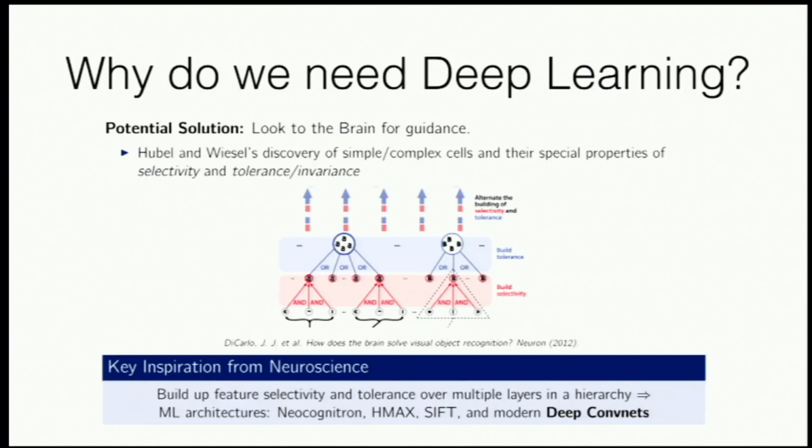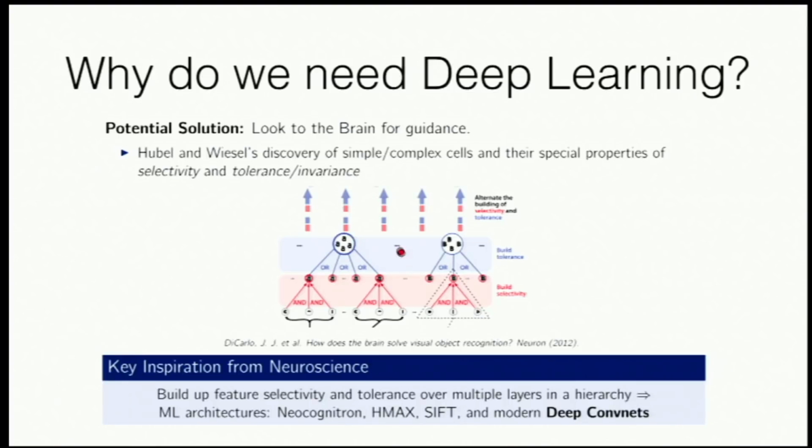So early on in the 1960s, Hubel and Wiesel, who eventually won a Nobel Prize for their work, discovered these two different types of cells which served as inspiration for these early predecessors to modern-day neural networks. And these cells had given them an idea. The idea was to alternate between two layers of processing. The first layer, depicted here as a kind of soft AND, builds selectivity. It looks for specific kinds of conjunctions of features. The second layer, shown in blue, is a kind of tolerance or invariance layer. It builds a little bit of tolerance or invariance to these nuisance variations that plague the task.